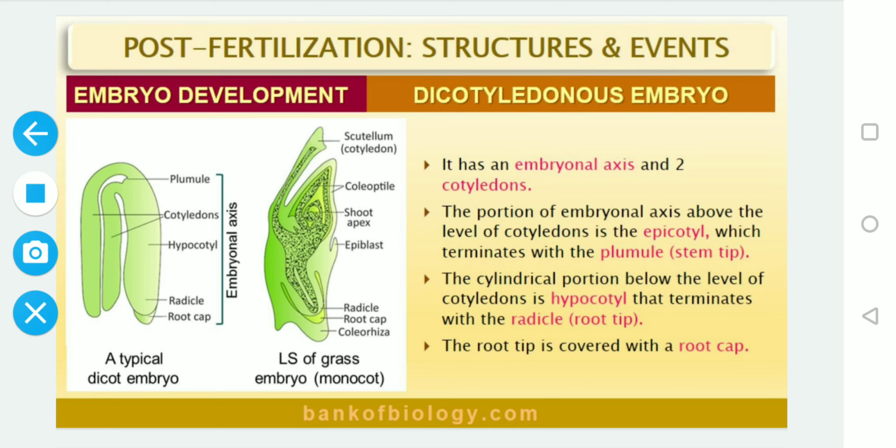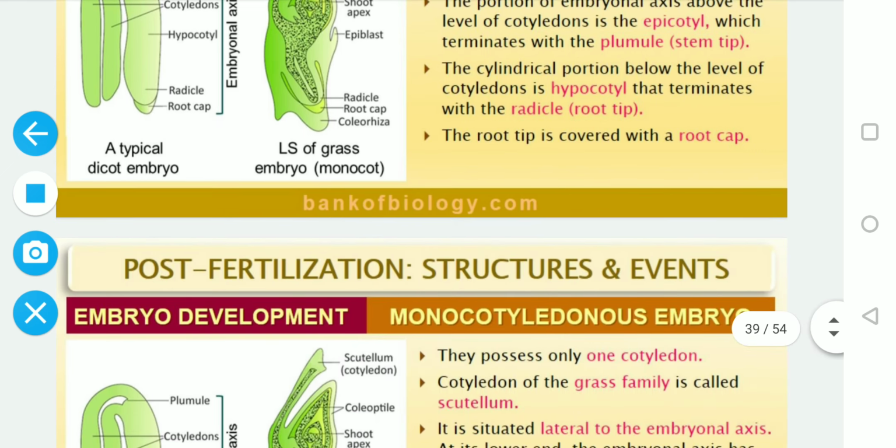The portion of the embryonal axis above the level of the cotyledons is the epicotyl, which terminates with the plumule. That means it ends; generally, we can say a stem tip also. The cylindrical portion below the level of the cotyledons is the hypocotyl, which terminates with the radicle. That is nothing but the root tip. The root tip is a very delicate structure, so that's why it is covered and protected with a root cap. Got it? So this is about the dicot.